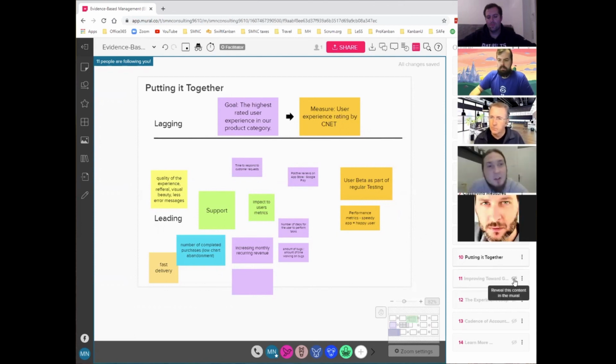I'm sorry, can I ask a question about this panel, or should I leave that for the end? Go ahead and ask now. Okay, so when we wrote here measure user experience rating by CNET, why is that a measure? And when we talked about a specific metric like net promoter score, that's a metric and this is a measure. So I imagined a measure, as you said, as a concept, as a construct, and this seems very specific for a concept. So what's the difference?